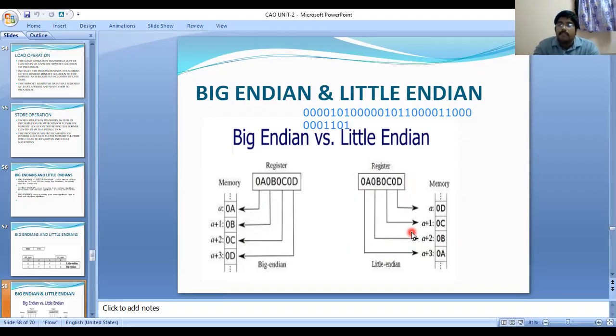If the most significant byte is stored in the first memory location, the next significant byte is stored in the next memory location. If the storing goes on like that, then it is referred to as big Endian. If the storage is in reverse order, then it is called little Endian. I think all of you are clear.